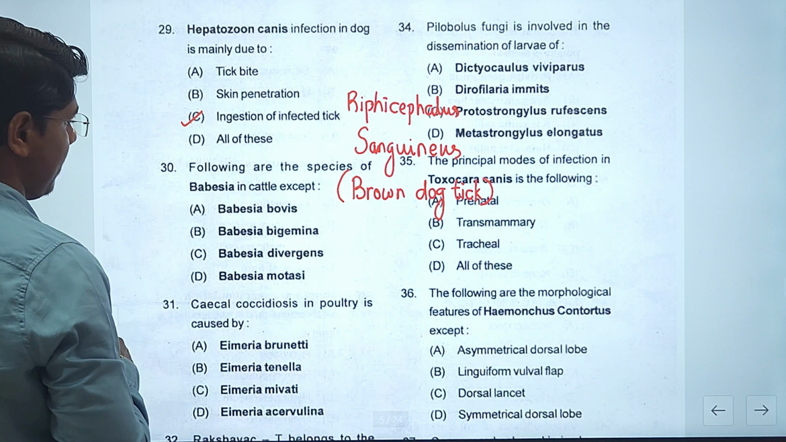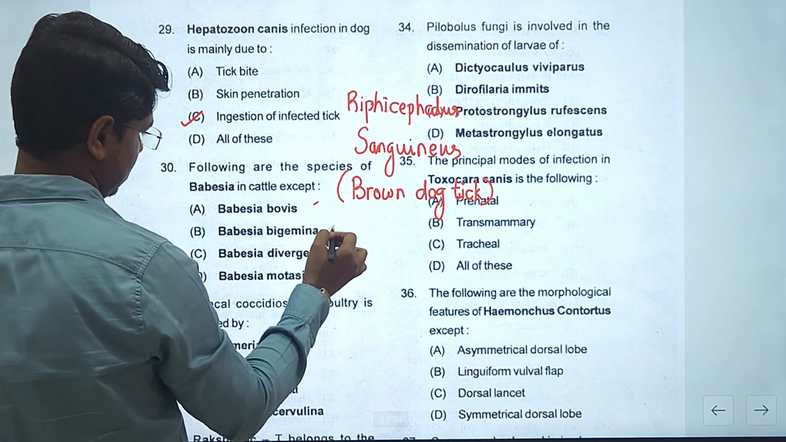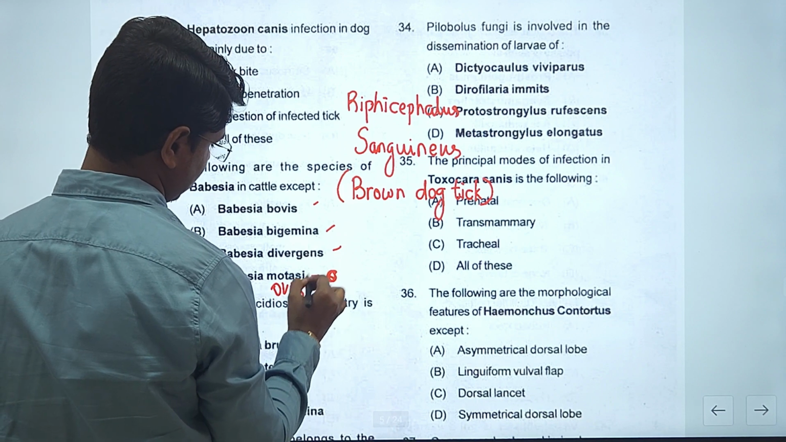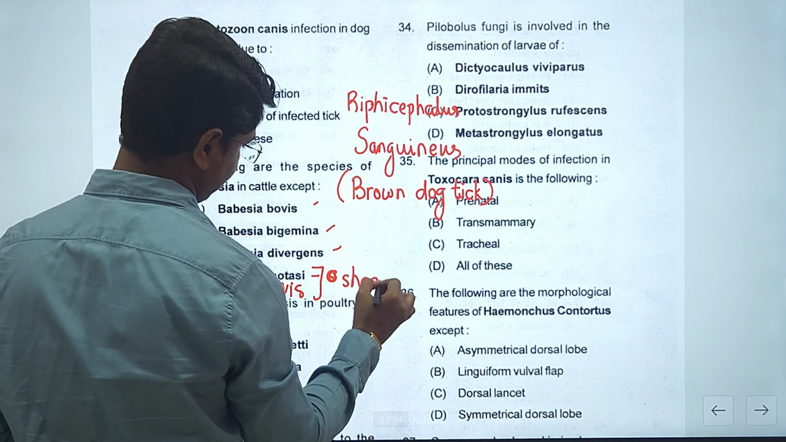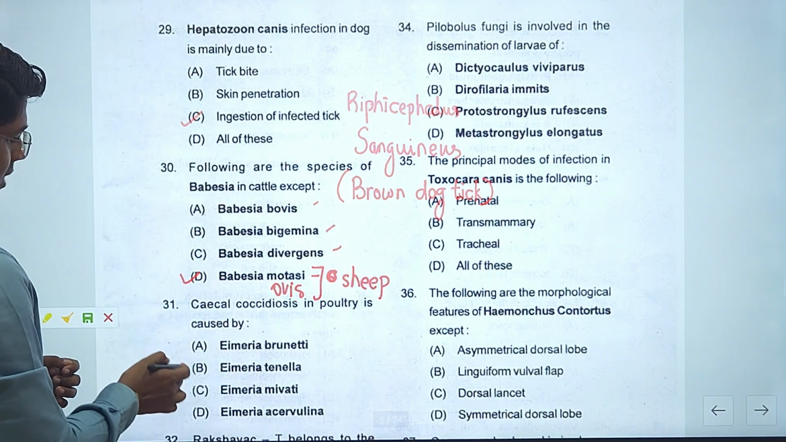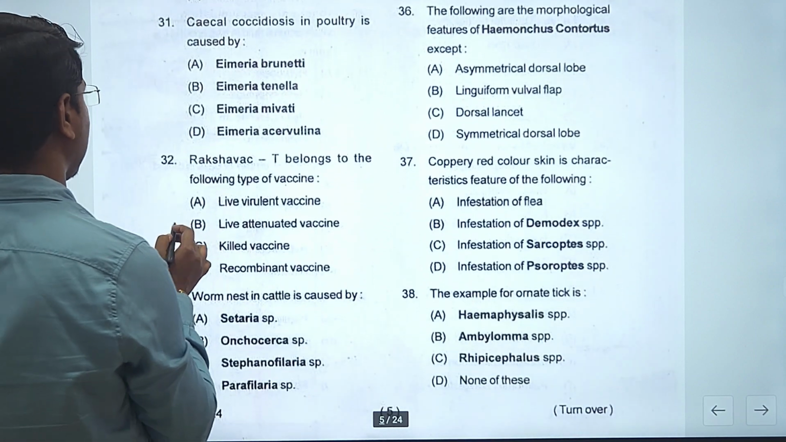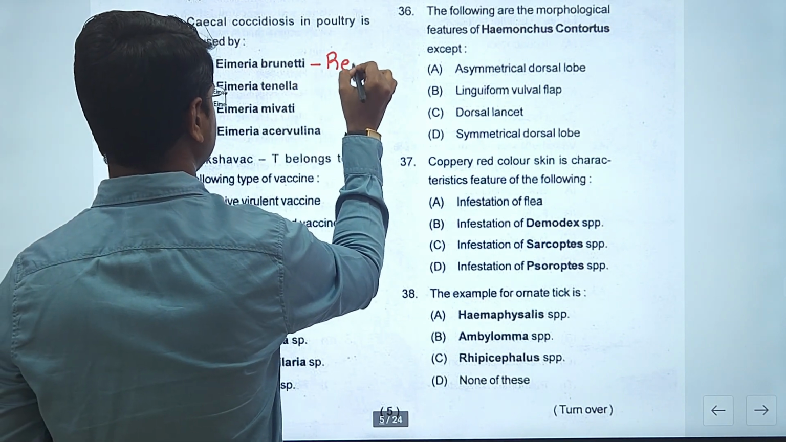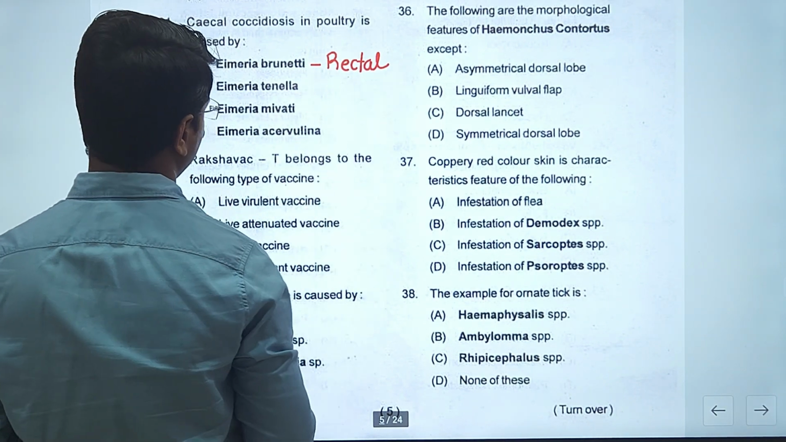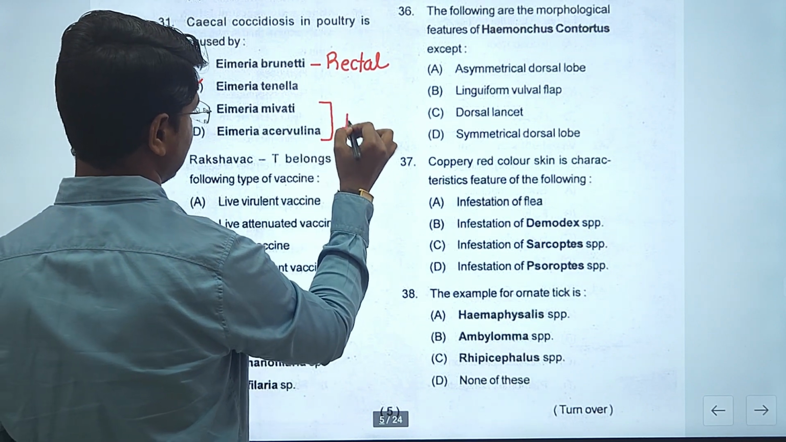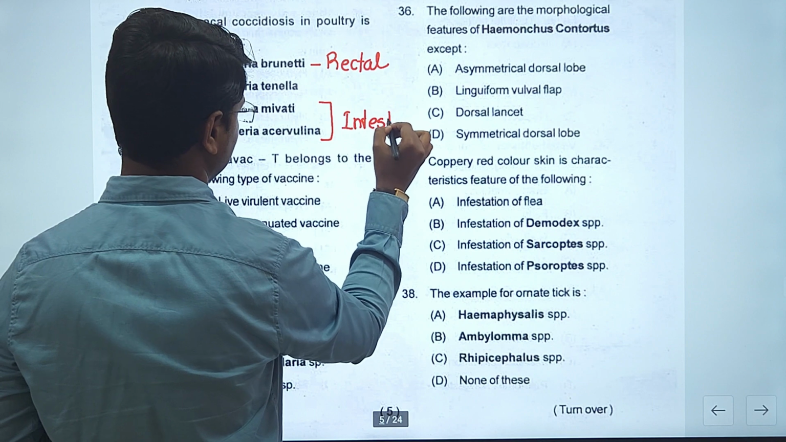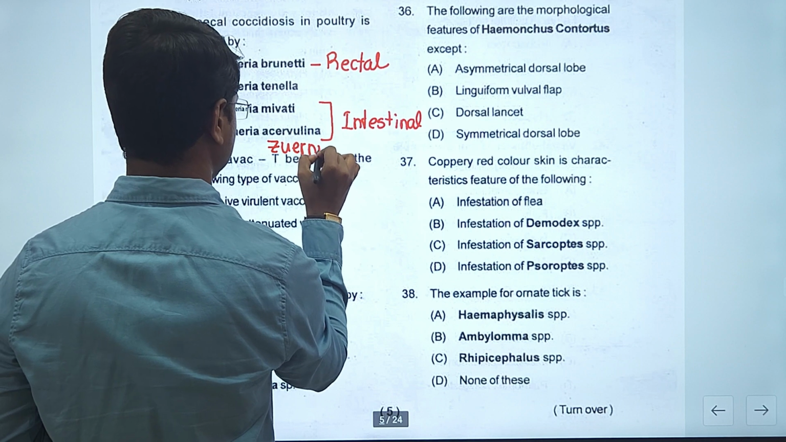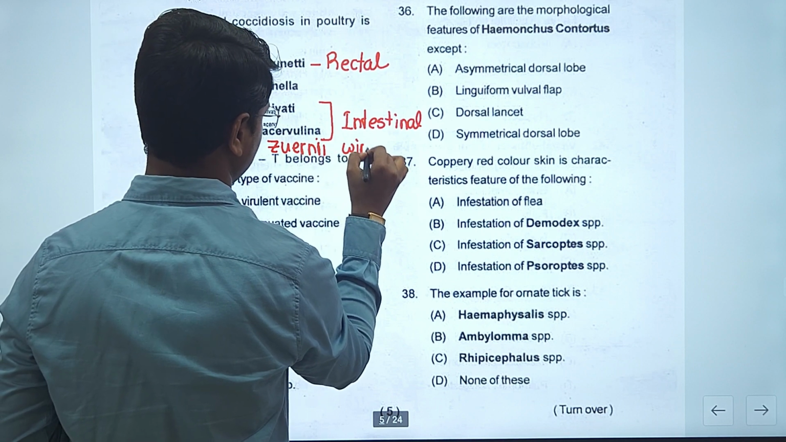Following are the species of Babesia in cattle except: bovis, and the answer is motasi. It is sheep; ovis also. They both are parasites of sheep. Next question. Cecal coccidiosis in poultry is caused by Eimeria tenella. Eimeria brunetti causes rectal coccidiosis. Eimeria mivati and Eimeria acervulina cause intestinal coccidiosis. Another one, Eimeria zuernii, causes winter coccidiosis.